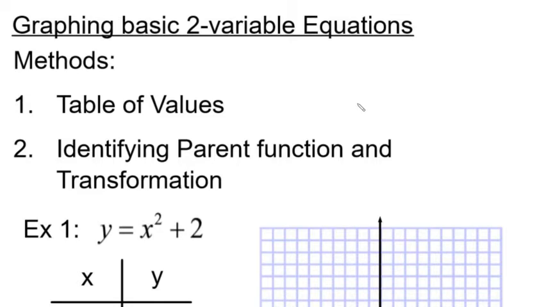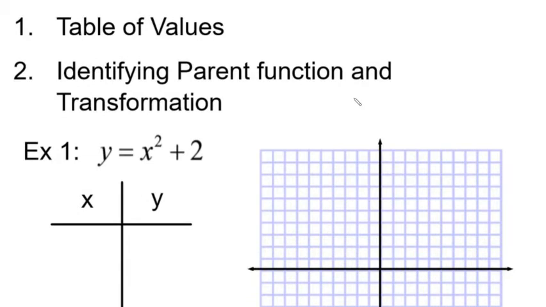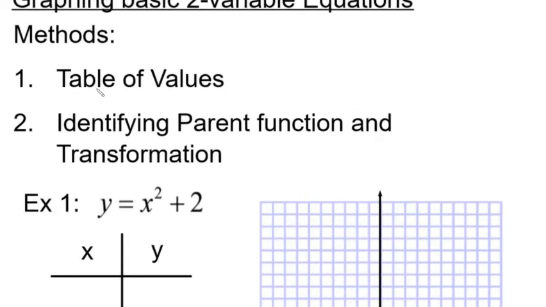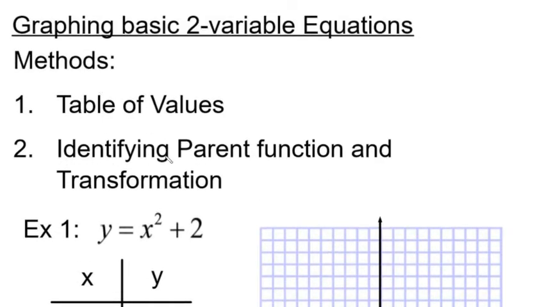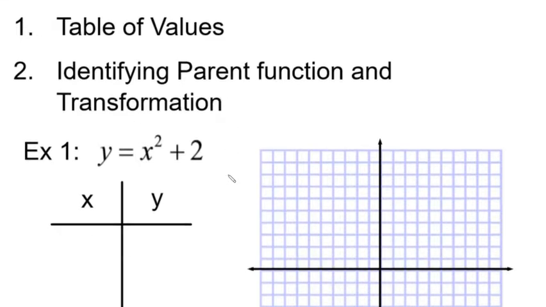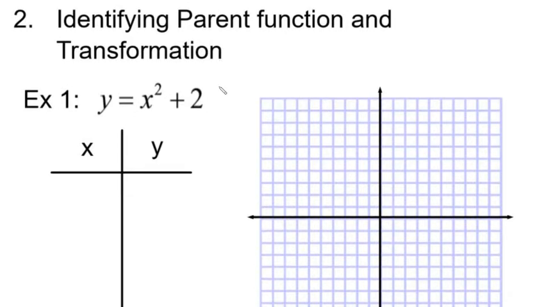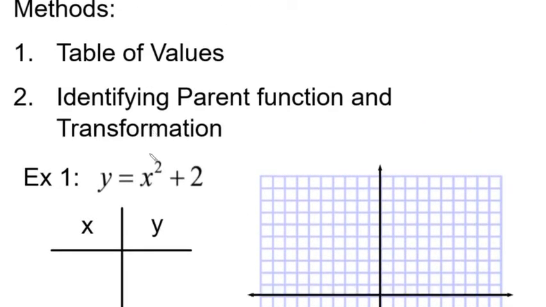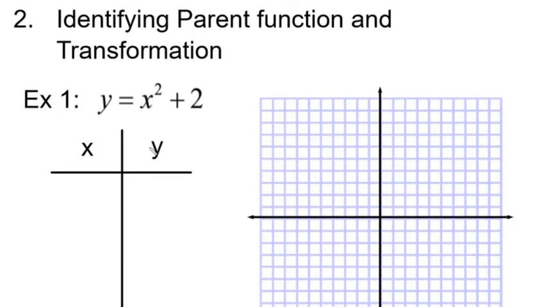And so we can either use a table of values, as it says here, or we can identify the parent function and the transformation. So I'm going to do it by parent function, and then I'll prove that I'm correct by doing the table of values. All right, so the parent function for this example is the most basic type of x squared function, and that's going to be y equals x squared, right? That's the parent.